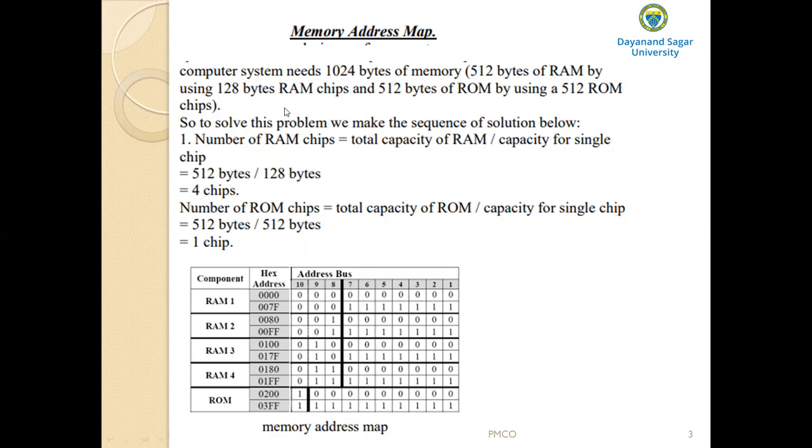So in order to design a computer system with 1024 bytes of memory, we need 4 RAM chips, each of 128 into 8 bytes, and one RAM chip of size 512 into 8.